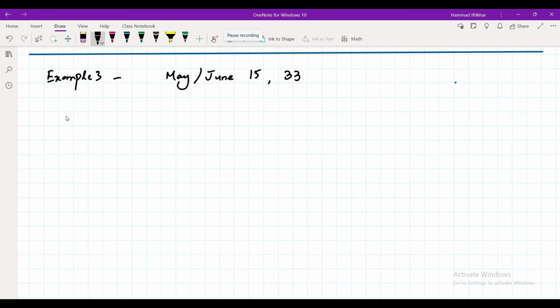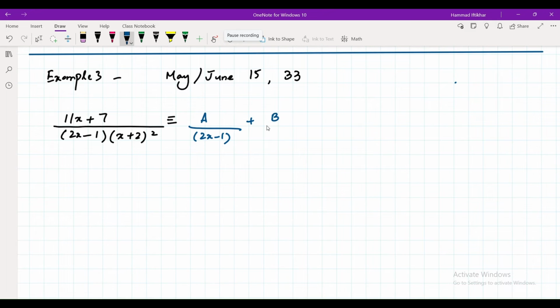Okay, so the question is that we have 11x plus 7 divided by 2x minus 1 and x plus 2 whole squared. So since this is the case 2, the repeated linear factor is 1. So we will have A over 2x minus 1. Second one would be B over x plus 2. And the third one would be C over x plus 2 whole squared.